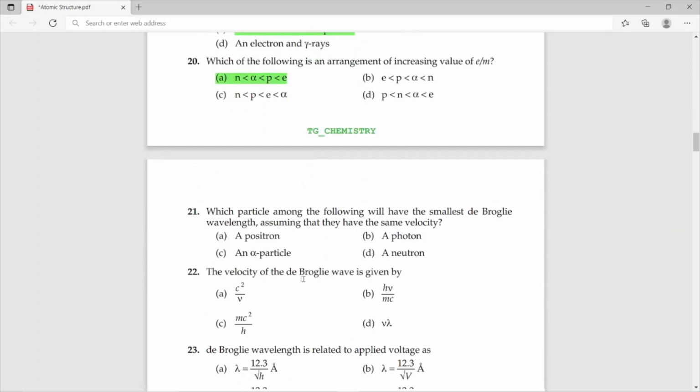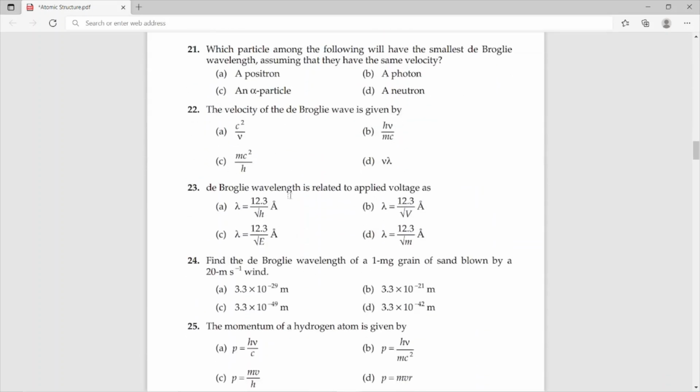So next we will move to the 21st one, which is, which particle among the following will have the smallest de Broglie wavelength, assuming that they have the same velocity? The right answer is an alpha particle, option C.